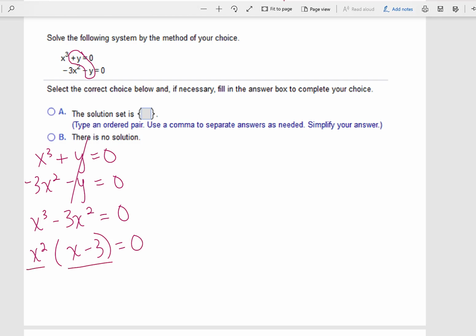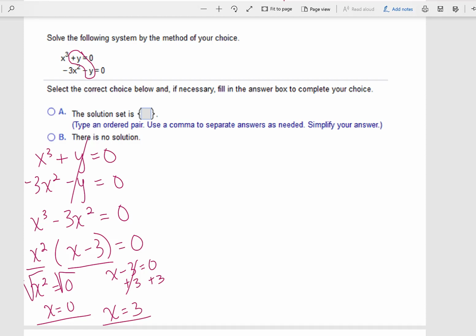And then I'm going to set each of these factors equal to 0. So x squared equals 0. That would give me x equals 0. And then x minus 3 equals 0 would give me x equals 3.